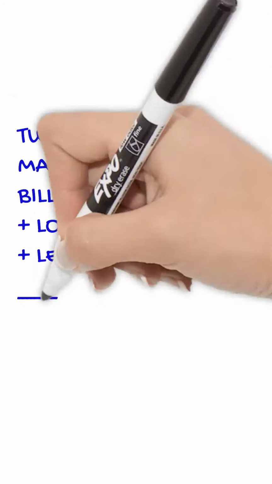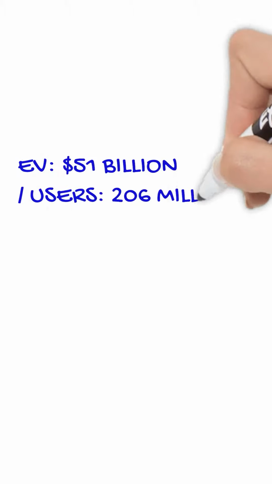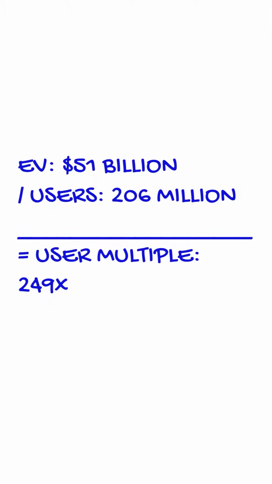Step two is to calculate the enterprise value for each company. Let's start with Twitter. Twitter, for example, has a market cap of nearly 48 billion. Market cap is how many shares exist times the current stock price. Add market cap plus long-term debt plus capital lease obligations, and that gives you enterprise value, or EV, which is about 51 billion in this case. Divide EV by the number of users, 206 million, and that gives you the value per user or user multiple, which in this case is $249 per user.